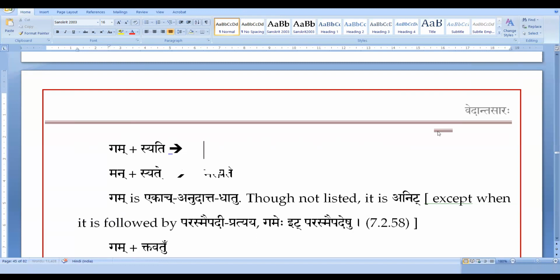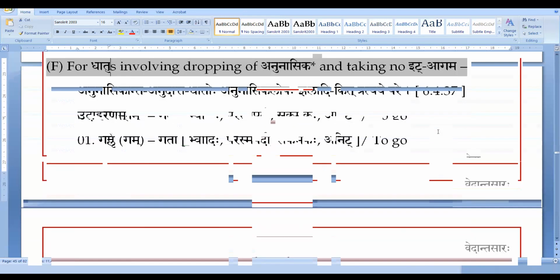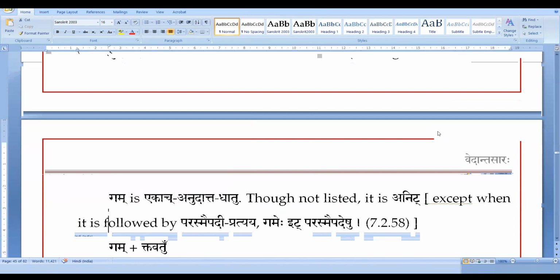Why do you get gamishyati? Because, but for parasmaipadi pratyaya, gam dhatu will take ittagama. The rule is there. When parasmaipadi pratyaya follows, gam dhatu will be considered to be set. A special rule is there for gam dhatu. Therefore, only gamishyati. Otherwise, gam dhatu is anit dhatu only, because it is ekach anudata dhatu followed by jaladikit pratyaya. Therefore, it is in the list, right? It must be in the list. Please check. It is there.